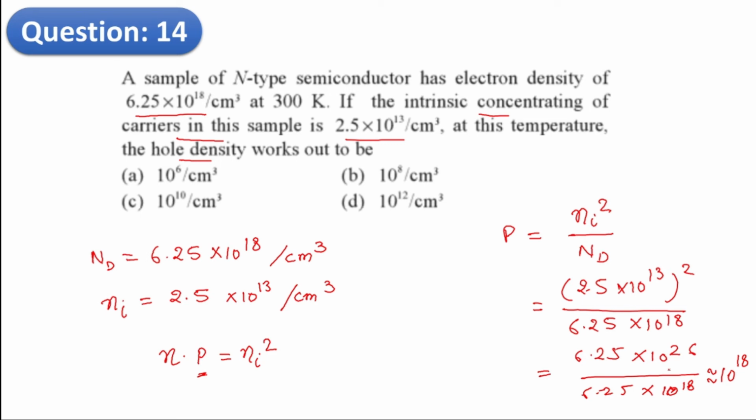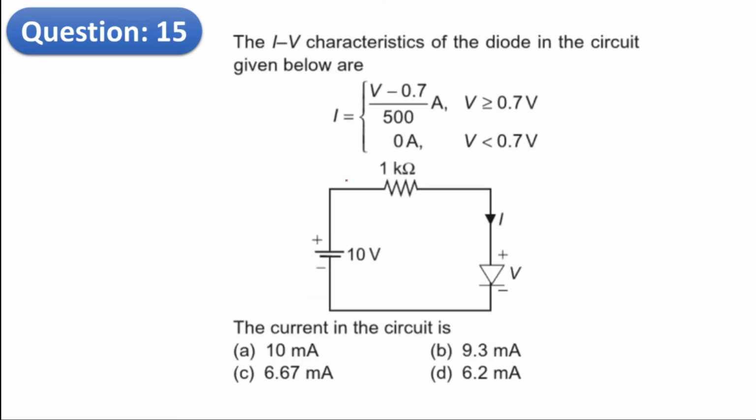Very important question. Now question number 15. The question number 15 is, the IV characteristics of a diode is given. This is the characteristics of the diode. What is the current in the circuit?